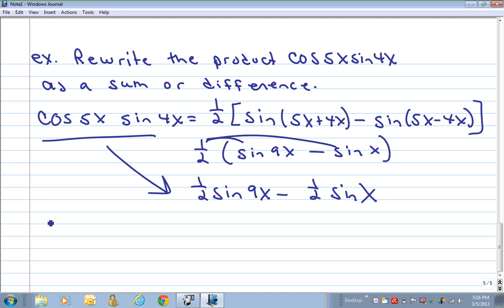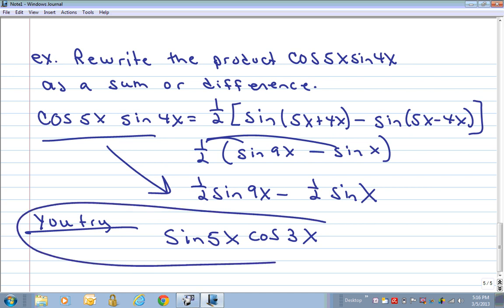All right, now you try this problem. I want you to rewrite sine 5x cosine 3x as a sum or difference. Tomorrow I will look for this in your notes, and then we will work that and make sure that you have the right answer. All right, pause and work that, and then you'll come back and we'll do our last set of formulas.